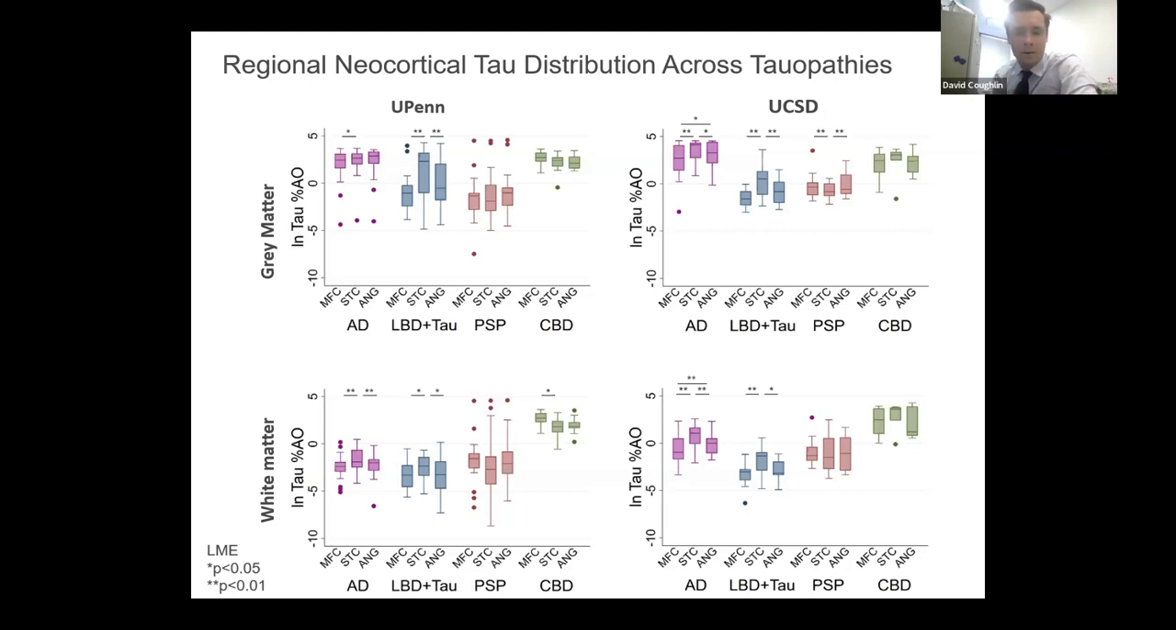And when you went over to the 4R tauopathies in PSP, we saw a more even spread of neocortical pathology in both the gray matter and the white matter. Although, you know, proportionally, white matter is more heavily hit in the PSP cases. And in the CBD cases, you saw very high degrees of both gray matter and white matter pathology, also more evenly spread in general.